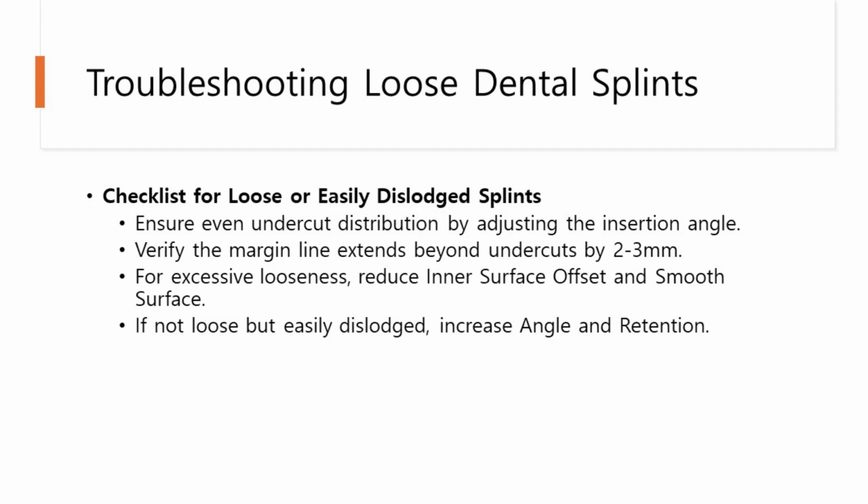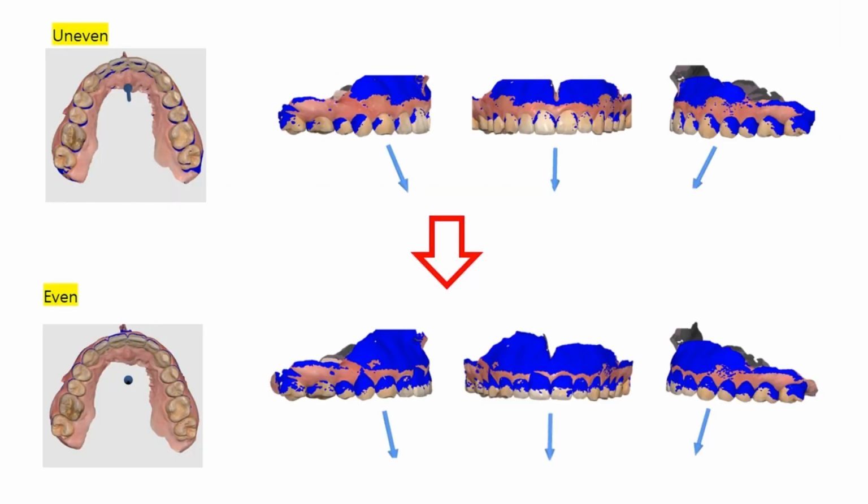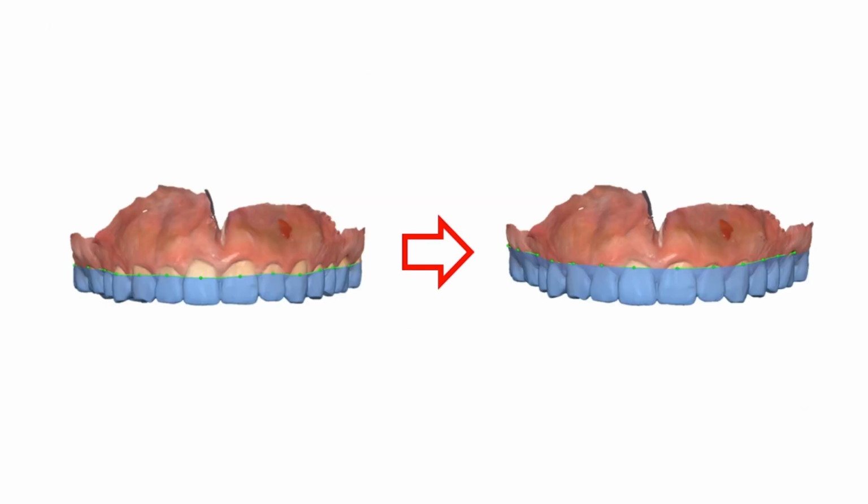When a dental splint feels loose or is easily dislodged, several factors should be examined to improve its fit and function. First, check the distribution of undercuts by adjusting the splint's insertion angle. A balanced distribution front and back is essential for effective retention. Next, ensure that the margin line sufficiently extends beyond the undercuts, ideally by 2 mm. This extension is critical for securing the splint in place.